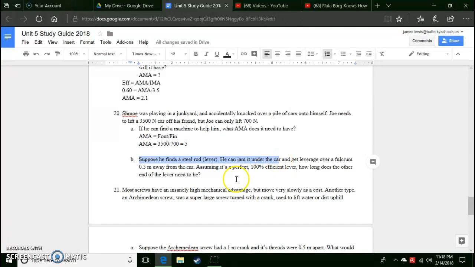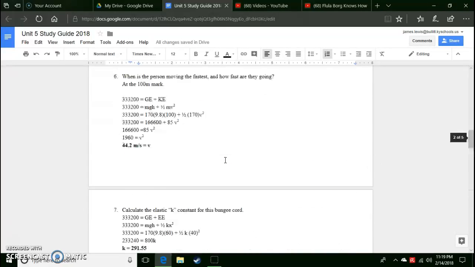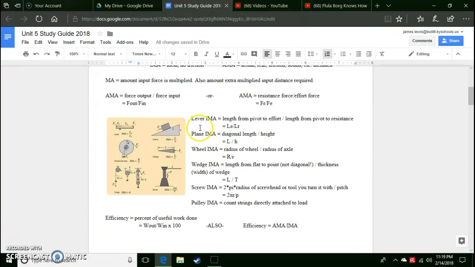Now, suppose he finds himself a lever. So we're going to take a steel rod, wedge it under the car, put a pivot point, a fulcrum, underneath it, and lift it with this lever. So he can jam it under the car and get leverage over a fulcrum that's 0.5 meters away from the car. So the distance here, why is that important? Well, let's look up at the equations for levers. The lever equation, lever IMA, is length from pivot to effort divided by length from pivot to resistance, or L effort divided by L resistance.